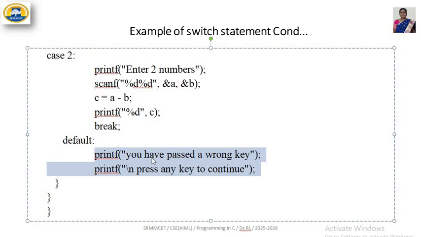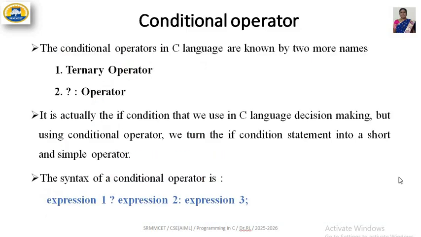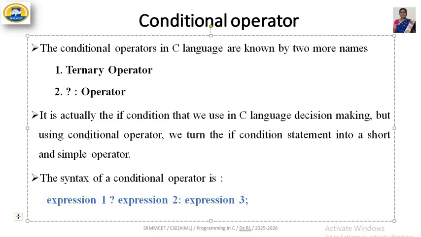Another decision making statement in C programming is the conditional operator. The conditional operator in C language is known by two names: the ternary operator and the conditional operator. It is actually the if condition that we use in C language decision making, but using the conditional operator, we turn the if condition statement into a short, simple operator. The syntax of the conditional operator is expression 1, question mark, expression 2, colon, expression 3.